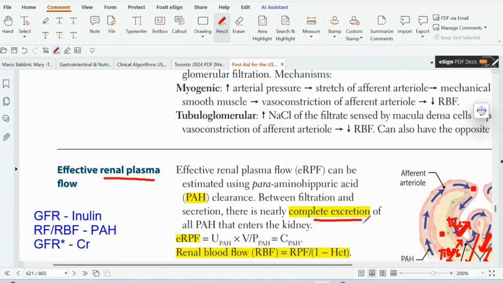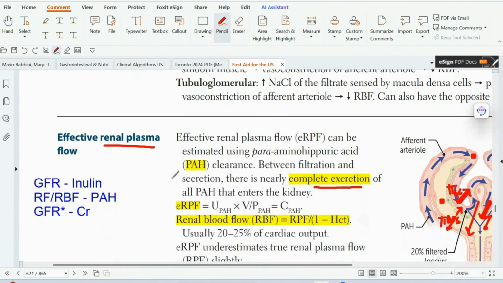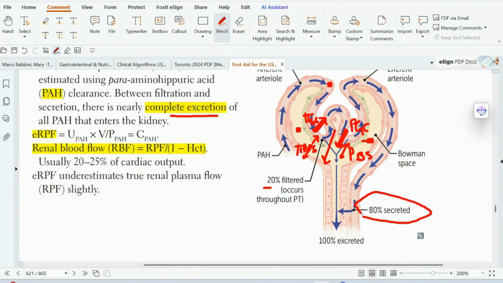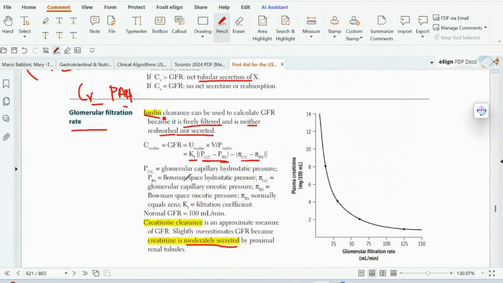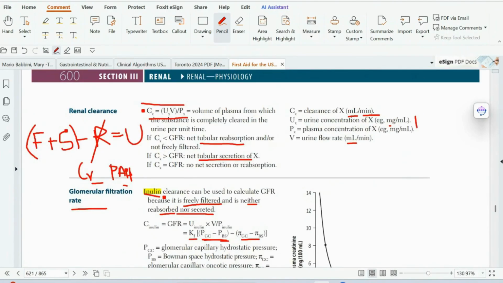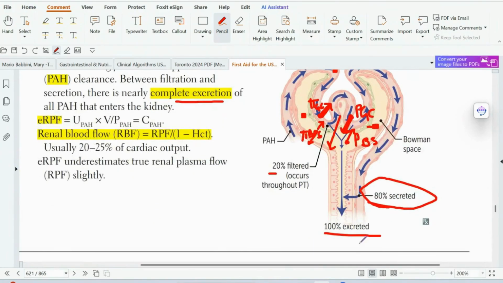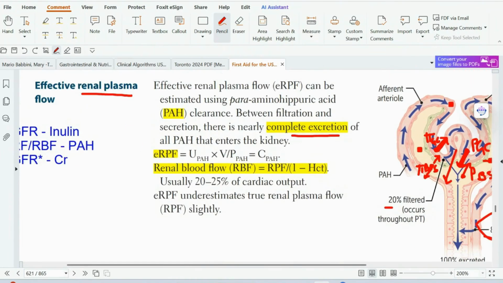The only thing that they found that is completely 100% excreted is called PAH, para-aminohippuric acid. How does PAH accomplish this? Within the diagram, you'll see 20% is filtered, but then 80% is secreted, which means 100% has to be excreted. No reabsorption. So if I go back to this formula here, there's no reabsorption. This plus this will equal para-aminohippuric acid. If I calculate the clearance of PAH with the same formula, UV over P, I get the clearance of PAH. But this basically says I have my renal plasma flow.